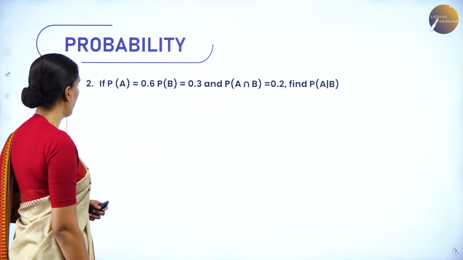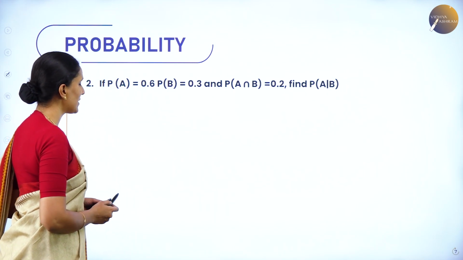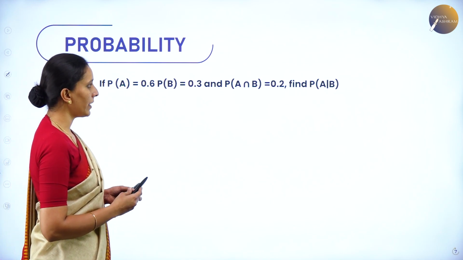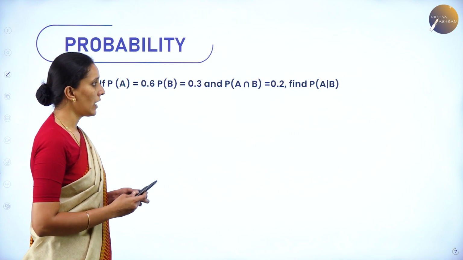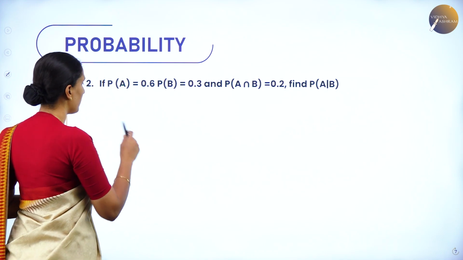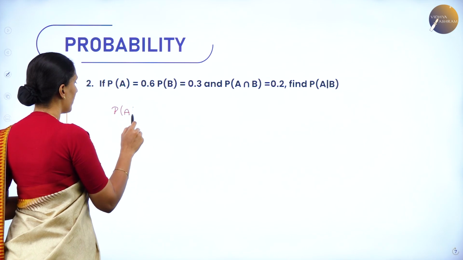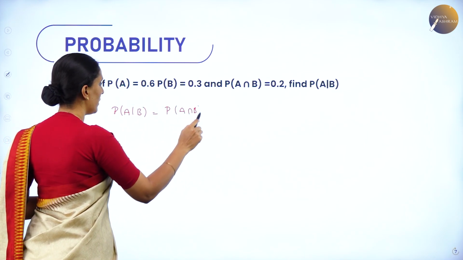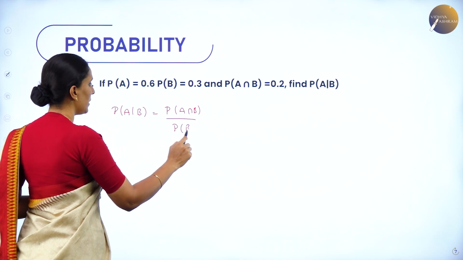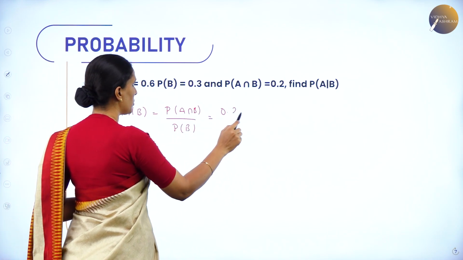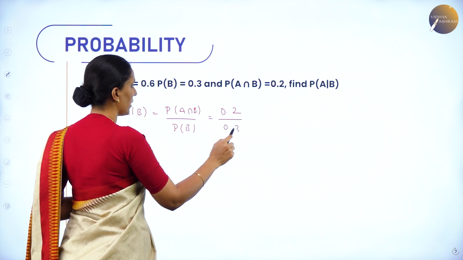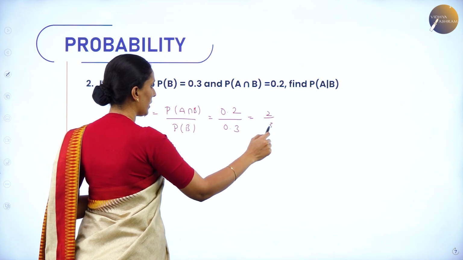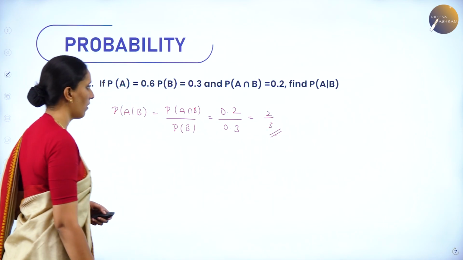Next question. If P of A is equal to 0.6, P of B is equal to 0.3, and P of A intersection B is equal to 0.2, find P of A given B. So probability of A given B is again probability of A intersection B divided by P of B, which is given as 0.2 divided by 0.3, which can be written as 2 by 10 over 3 by 10. So the value can be written as 2 by 3.